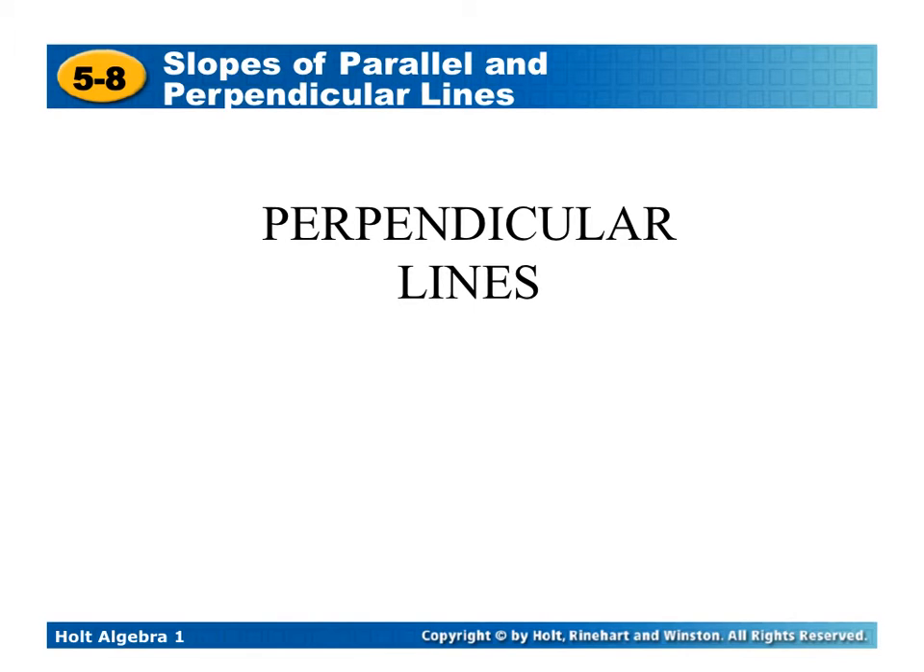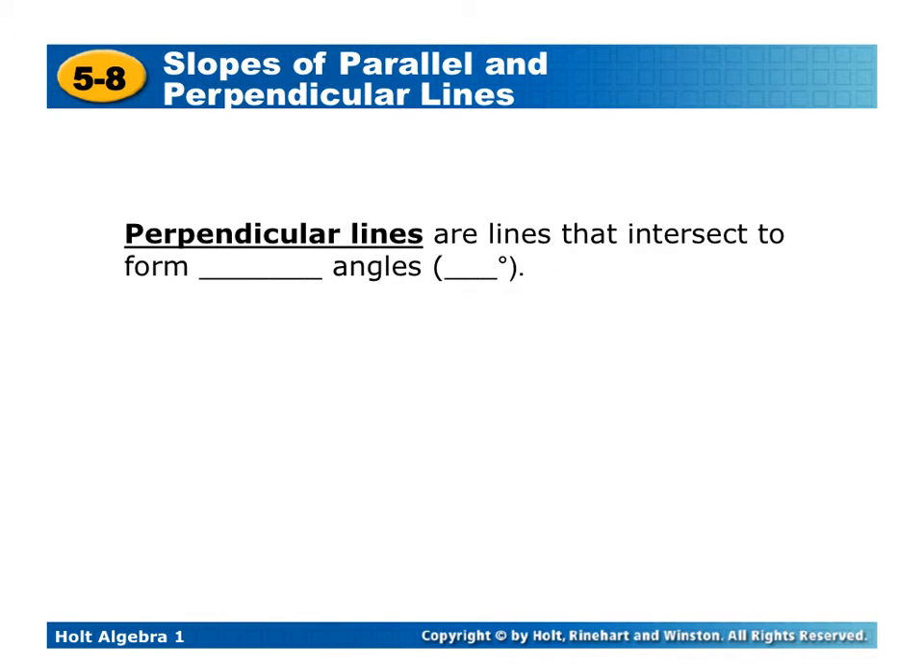Alright, welcome back. We've done stuff with parallel lines. Now, today, we're going to be looking at what it means when lines are perpendicular. So, perpendicular lines are lines that intersect to form a right angle, or in other words, they are 90 degrees.